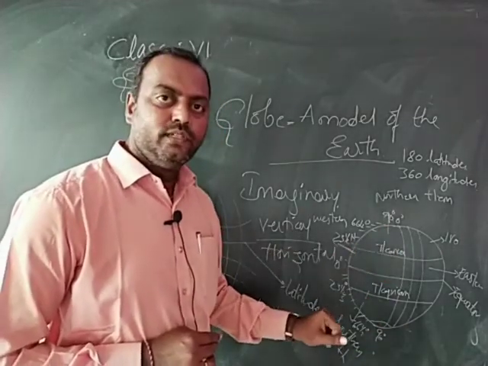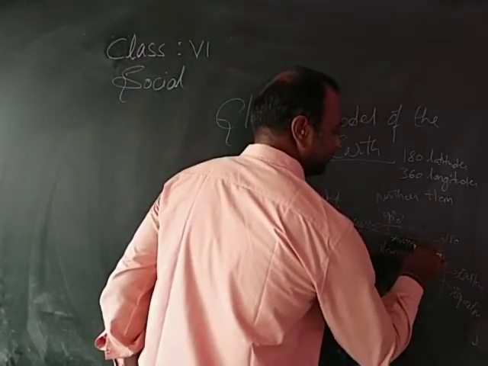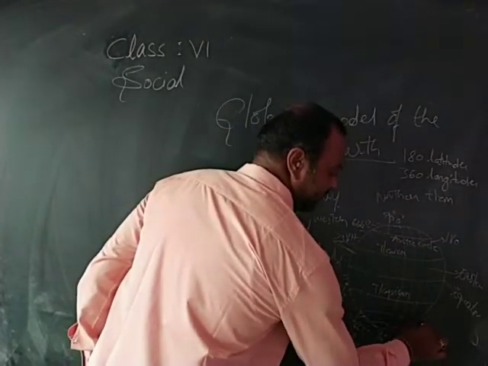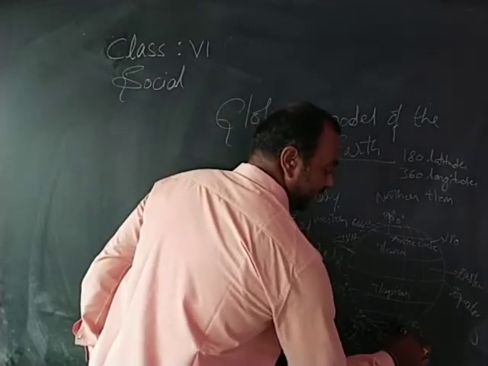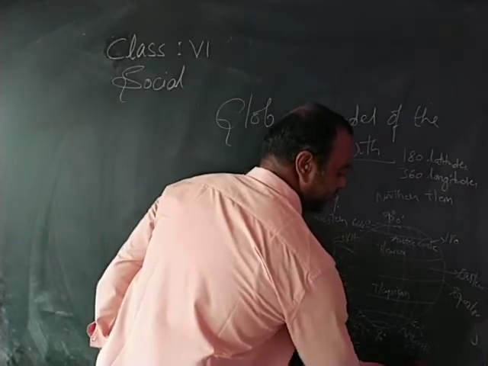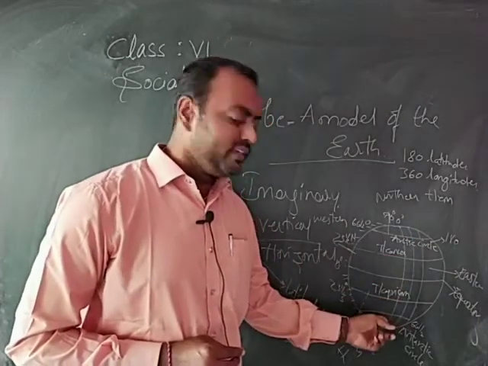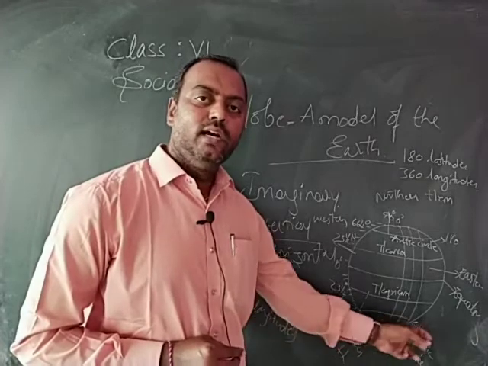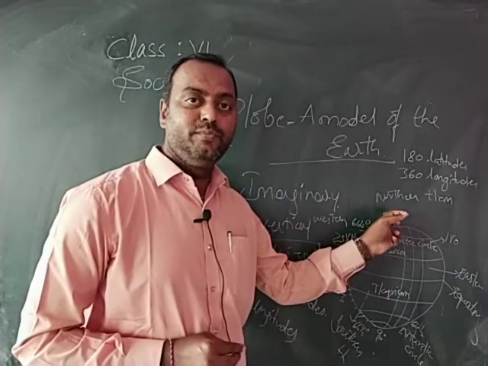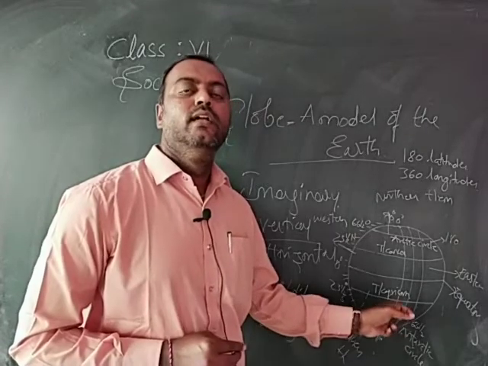Similarly, 66.5 northern latitude we call it as Arctic Circle. Whereas 66.5 southern latitude we call it as Antarctic Circle. So 66.5 northern latitude is called as Arctic Circle. 66.5 southern latitude is called as Antarctic Circle. 90th latitude in the northern hemisphere we call it as North Pole, and 90th latitude in southern hemisphere we call it as South Pole.